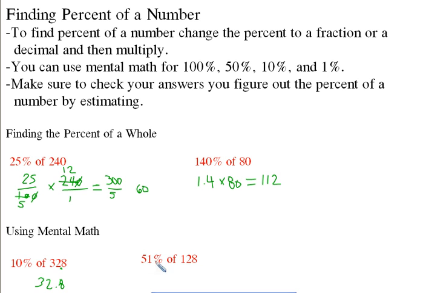So over here we've got 51% of 128. That's a little bit harder, but not all that much harder, because this here is going to be 50% of 128, which is half of it, so that's 64. Just writing this out to show you. And then 1% of this is going to be 1.28. So the total is going to be 65.28. And so that's pretty easy to do.